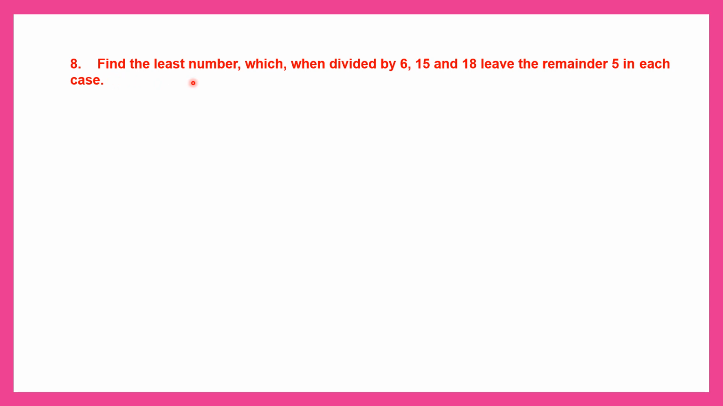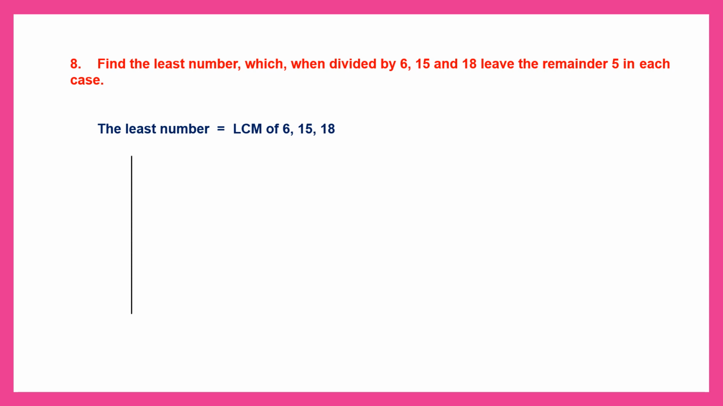Question 8. Find the least number which when divided by 6, 15 and 18 leaves a remainder 5 in each case. That means first we are talking about least number. That means we have to find the LCM of these 3 numbers. So first let's do that and then we'll think of this part. Okay, so let's find the LCM because that will give us the least number.